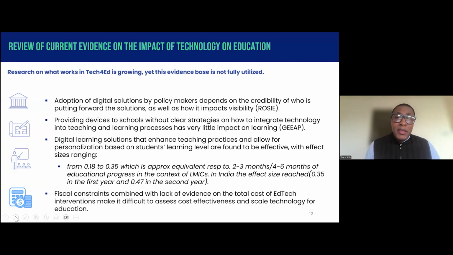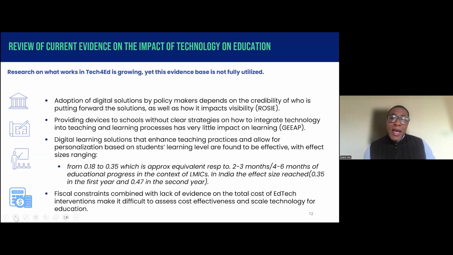There is a recent study that came out earlier this year where we found that policymakers adopt digital solutions sometimes based on the credibility of who is putting the solution forward and also how it impacts visibility. And we also know now that when you provide only devices to schools without a clear strategy, of course, there is no impact.